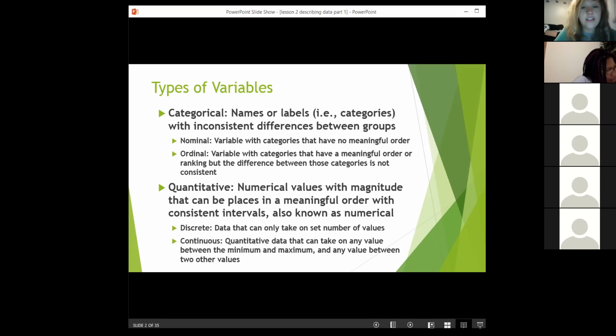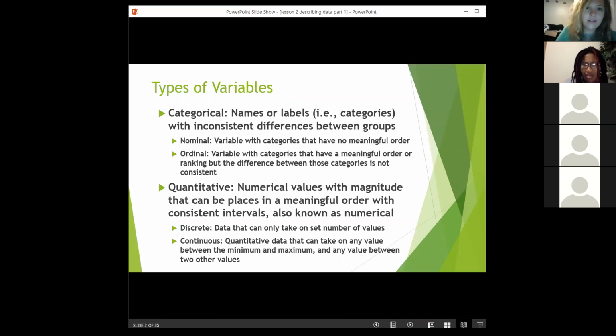And then quantitative variables have values attached to them, and they're numerical, obviously. So 1 is always going to be smaller than 100. They always have a meaningful order.